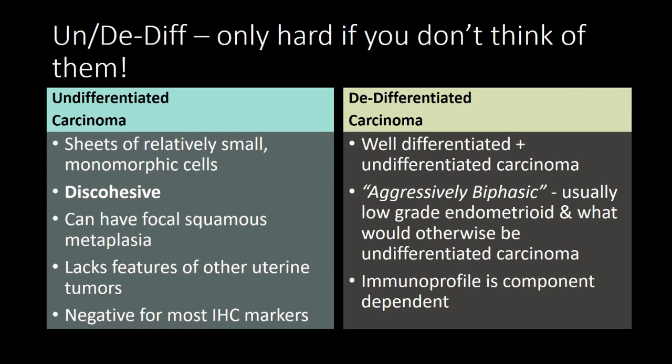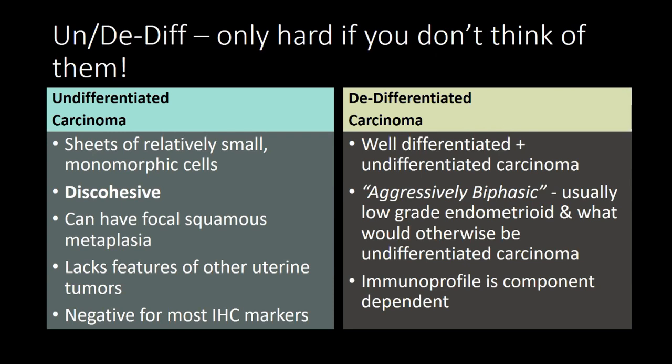These tumors are going to completely lack features of other uterine tumors. So they're not going to have glands. They're not going to have clear cytoplasm. They're not going to have mucinous differentiation. Things that you can see with other endometrial carcinomas, undifferentiated carcinoma should not have. And then finally, I really think that I'm on the trail of an undifferentiated carcinoma when none of my stains work. So when you're ordering a staining panel and everything's coming back negative, undifferentiated carcinoma could be the answer.